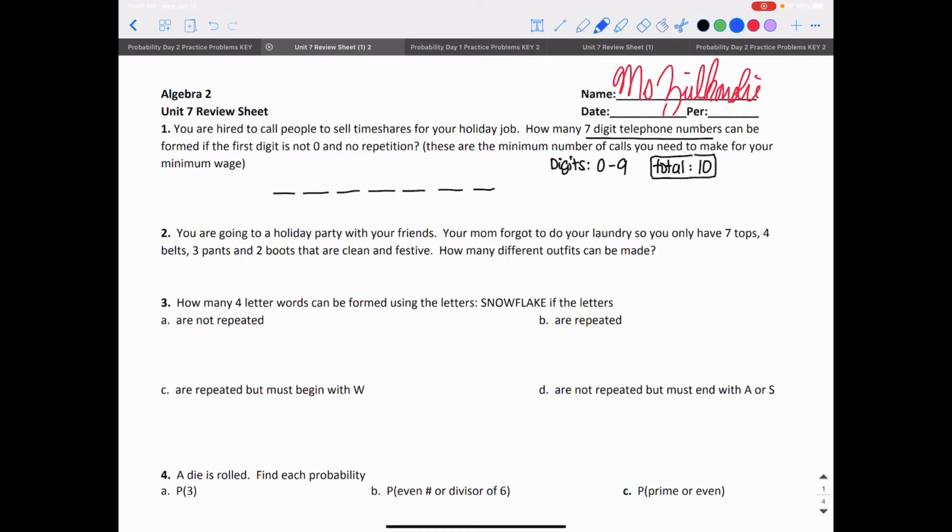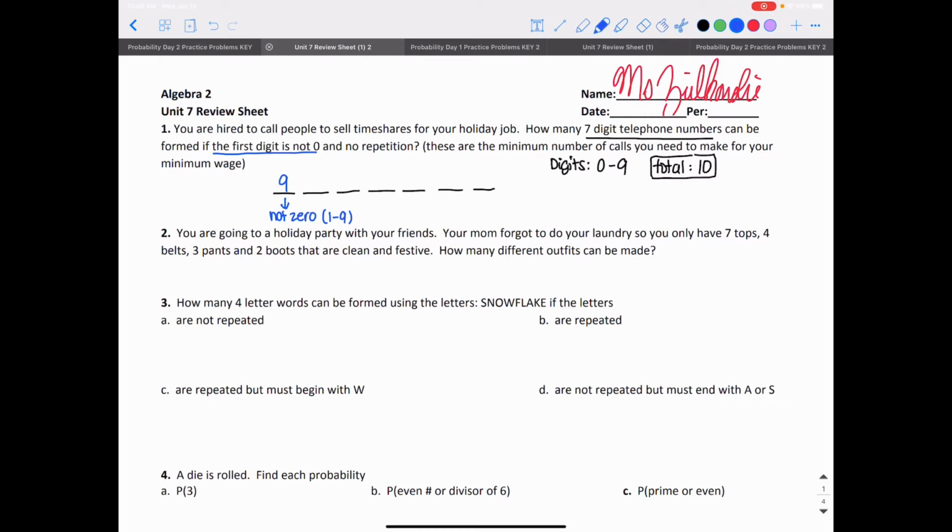The first thing I want to do when filling in the options for each one of these categories is look at the most specific restriction that I have. So the most specific restriction I have is that the first digit is not 0, which means that I'm going to take care of that first. So if it's not 0 for the first digit, that means I have only 1 through 9 as options, and that is 9 numbers.